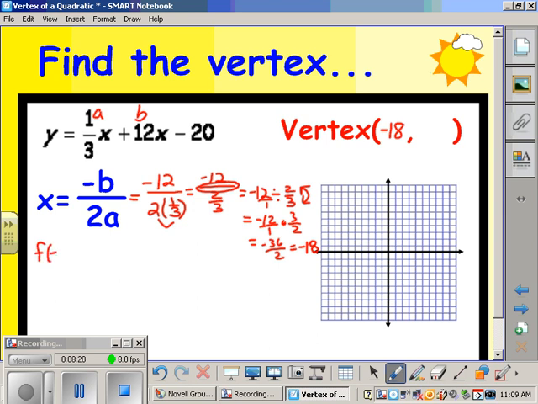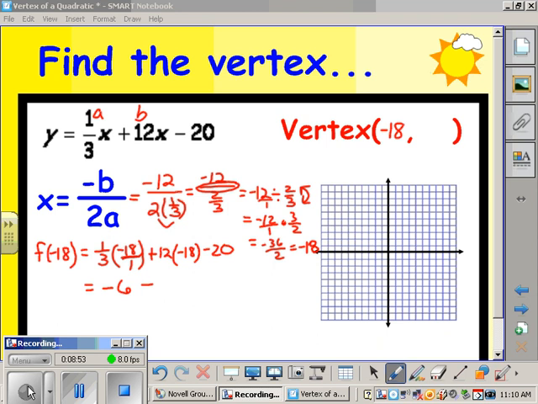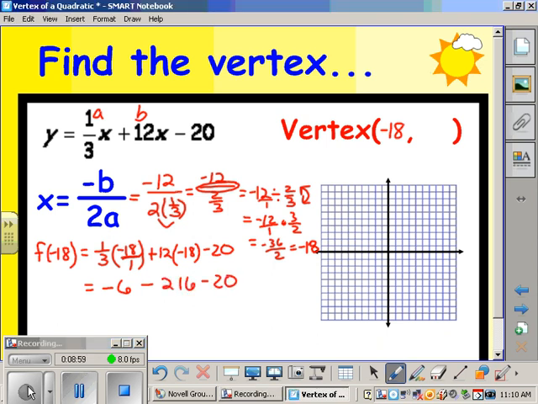Okay, so we're going to plug in -18. So we'll have 1/3 times -18. I'm going to put a 1 under that since it's next to a fraction. Plus 12 times -18 minus 20. So 1/3 times -18 is really just taking the -18 and dividing it by 3, so that's -6. Now, does anyone know what 12 times -18 is? See if you can calculate that. Hopefully you found that it was -216 minus 20.